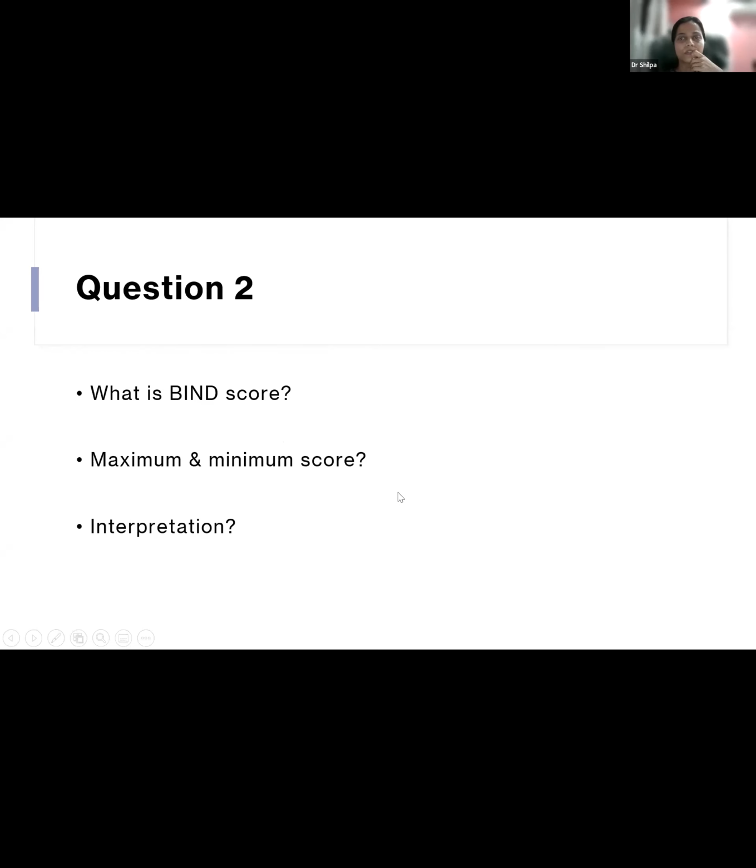Yes. So can you just write in the chat box what do you mean by BIND score and where do we use this? What is the maximum score in this and what is the minimum score? And how do you interpret it? I'll tell you, because it's long. I feel it was interactive.